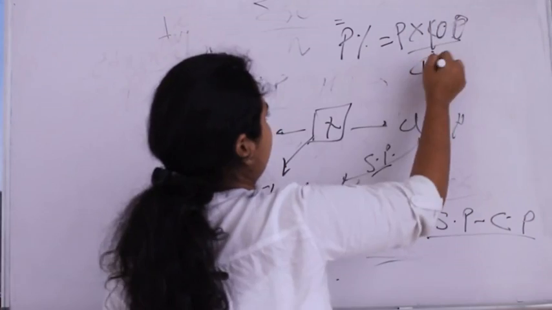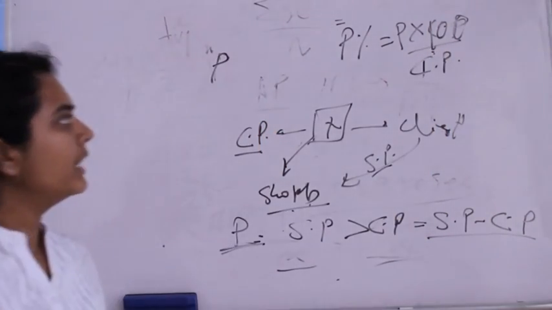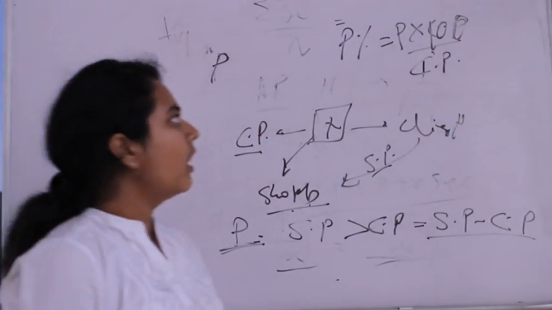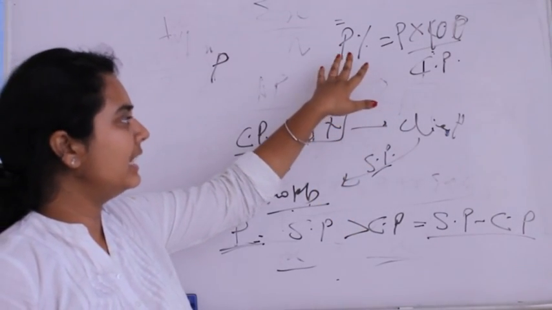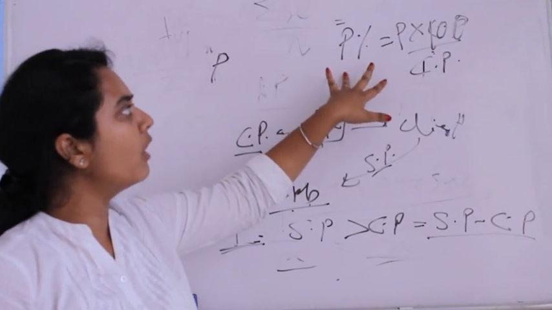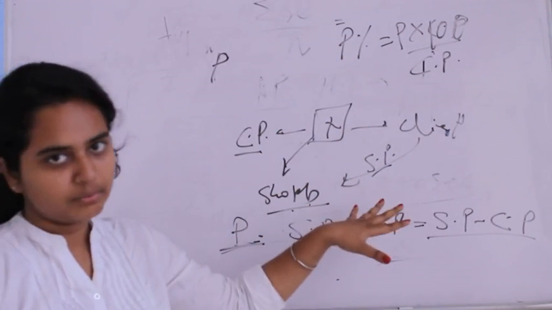Profit percent is profit into 100 by CP. This is for calculating the profit percent of a shopkeeper. In this we can say that the shopkeeper has availed this numeric value of profit while doing this transaction.